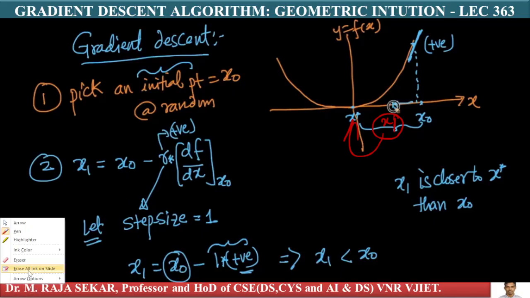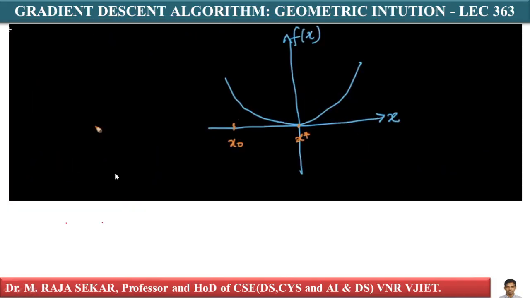Other way around means, let me consider this one. Let's imagine what would have happened if my x0 were on the other side. Let me assume this is my x0, on the other side. Let's assume my initial point is here. This is my initial point x0, and now I have to find the slope, isn't it? And what is the slope at x0? This is negative, isn't it?